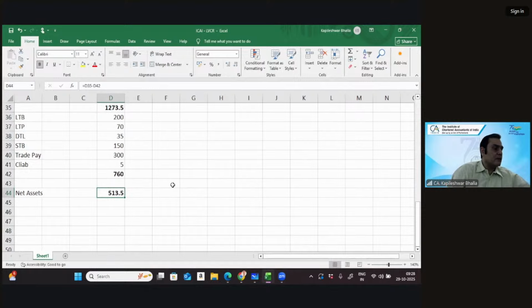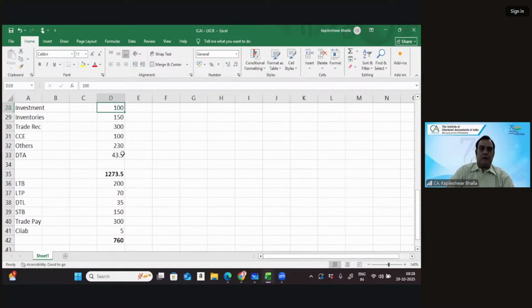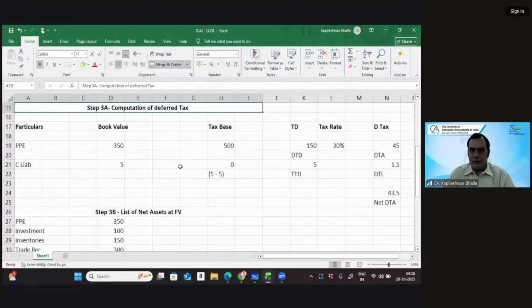This is 760, and this is, I guess, the total. Correct or not? DTA was, I think, 43.5 only. I guess, did I make some calculation error on this? I think I made a little error. Nobody stopped me as well.